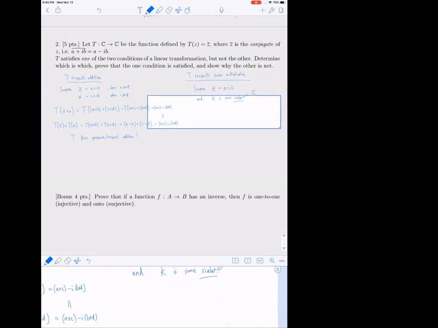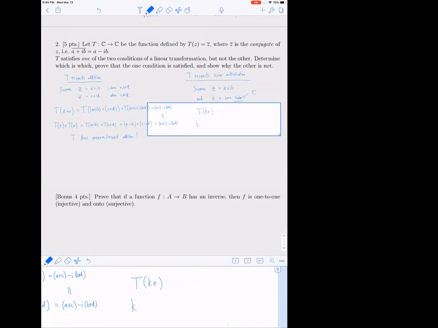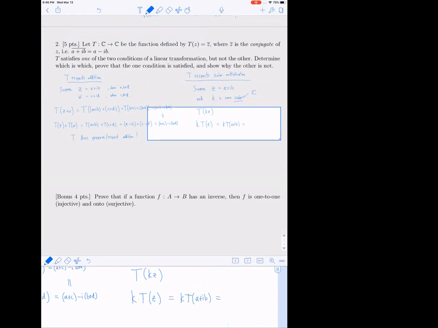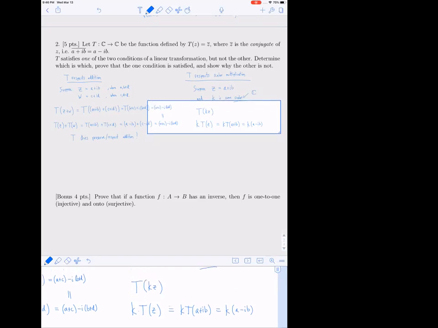So what we might try to do is look at T of k times z, and on the other hand, look at k times T of z. Let's start with this one. k times T of a plus ib. Well, that's just k times the result of applying T, that's a minus ib. And there we are, k times a minus ib. On the other hand, let's look at T of kz.